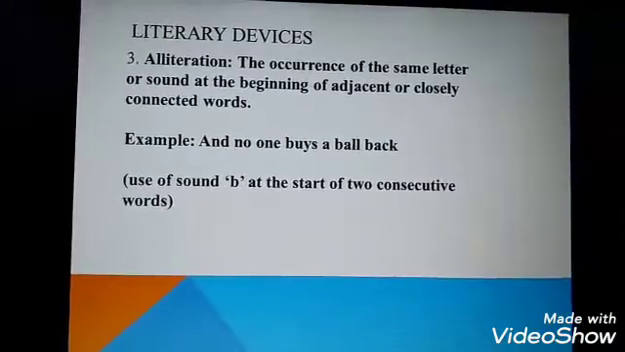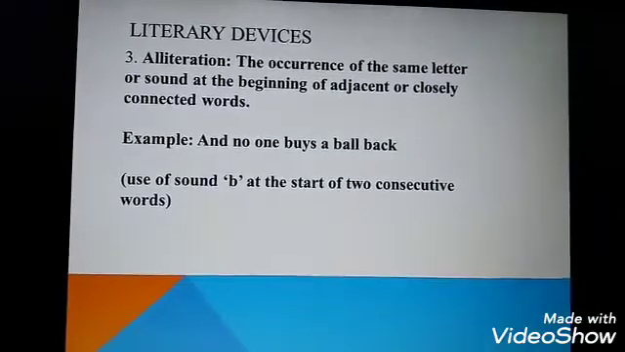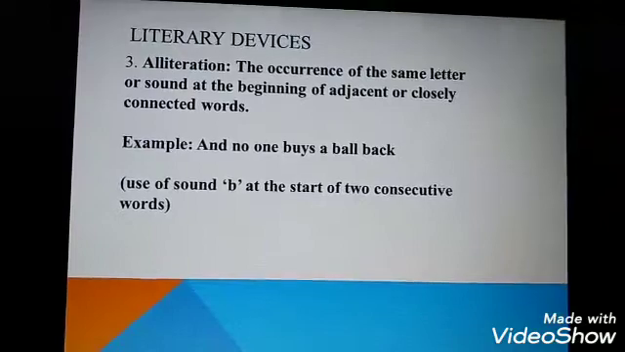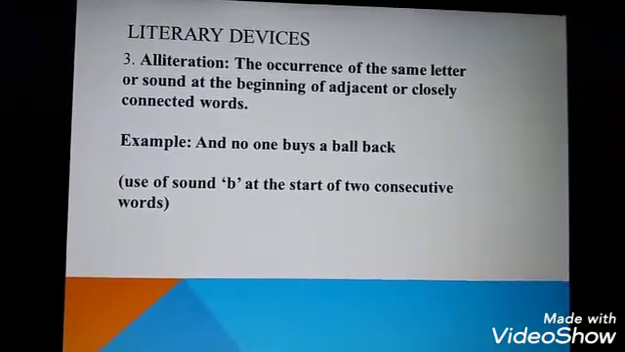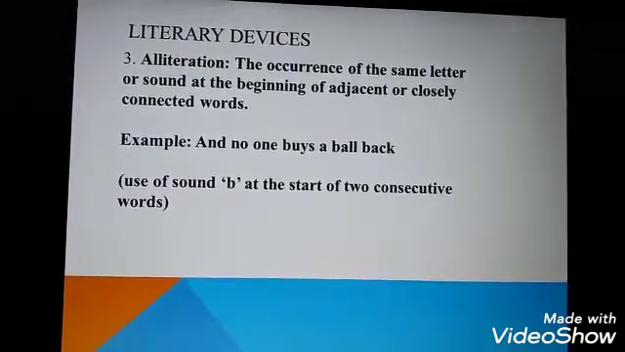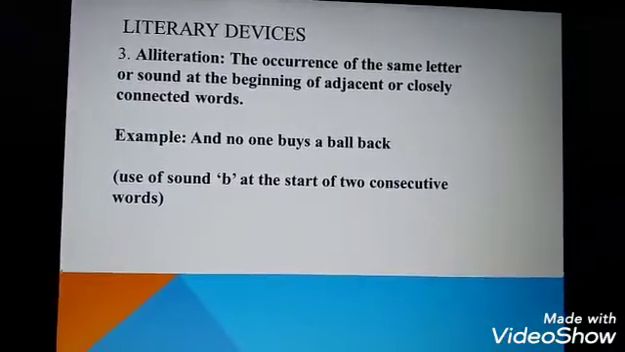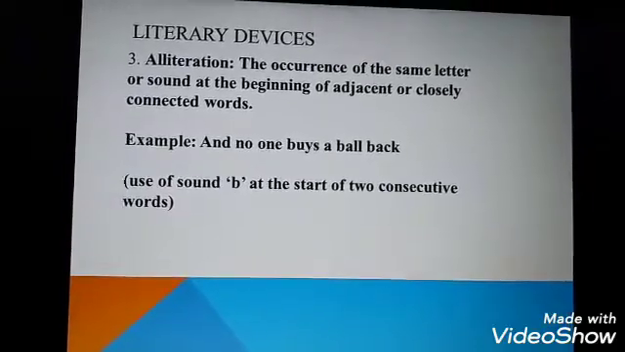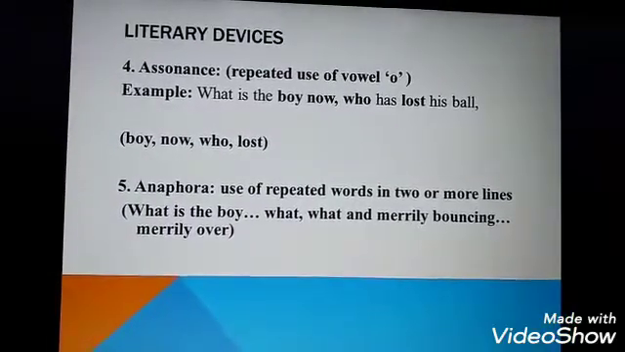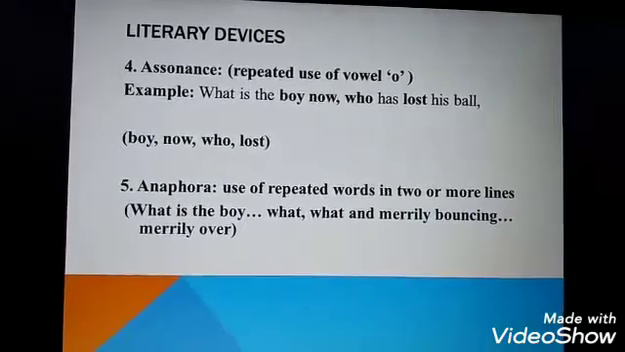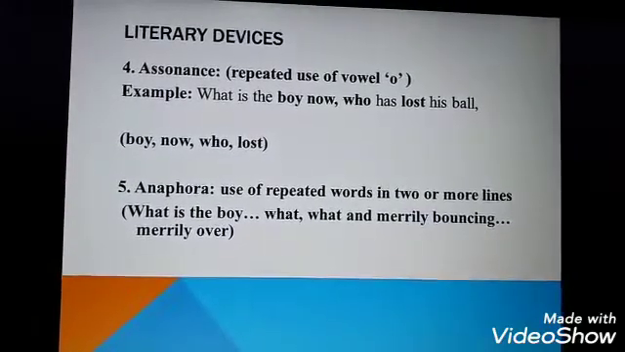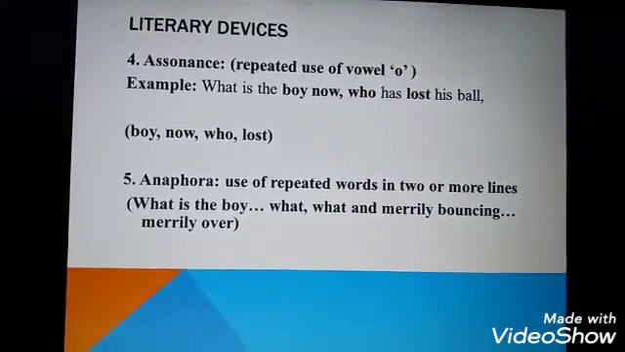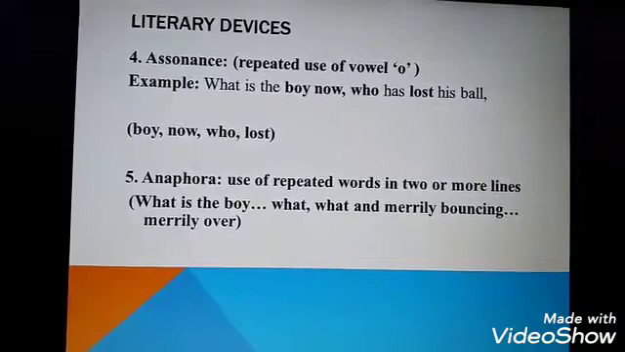Number 3, alliteration, which is the occurrence of the same letter or sound at the beginning of adjacent or closely connected words. For example, "and no one buys a ball back." The use of sound B at the start of two or more consecutive words. Number 4, assonance, that is the repeated use of the vowel O. Example, "What is the boy now who has lost his ball?" Boy, now, who, lost. See, the vowel O is repeated.